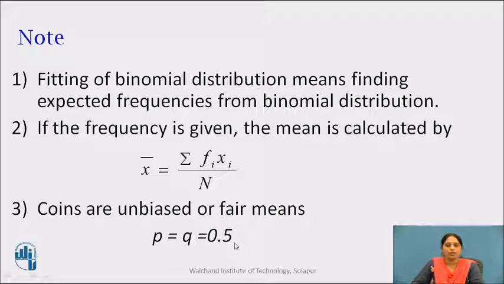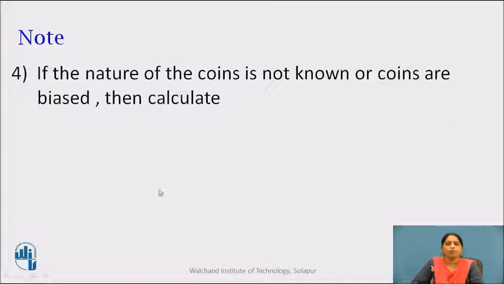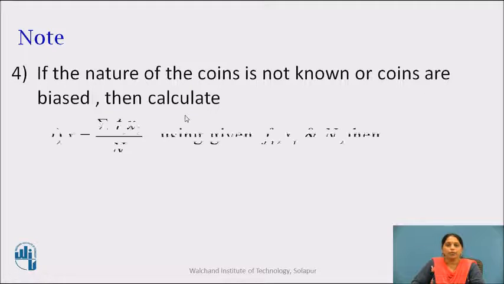So if in the example it is mentioned that the coins are fair or unbiased coins are used, then we will take the value of small p and small q as 0.5. If the nature of coins is not known or coins are biased, then calculate the mean first using the formula summation of fi xi upon capital N using the given values of fi xi and capital N.